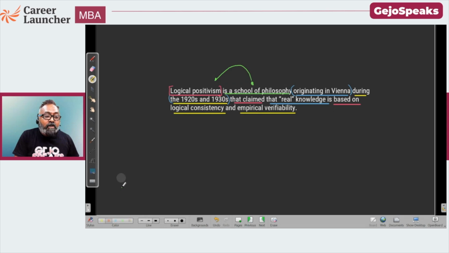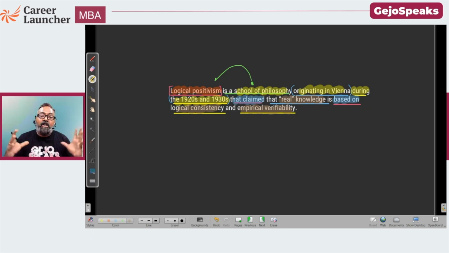So from this part to this part, ladies and gentlemen, that it is a school of philosophy that originated in Vienna during the 1920s and 1930s, is merely further explaining what logical positivism is. But the point that is being made is that it makes a claim. Logical positivism makes a claim, right? What is that claim? The claim about the fact that real knowledge. What is real knowledge? Real knowledge is based on what? Real knowledge is based on these two things, which are logical consistency and empirical verifiability.